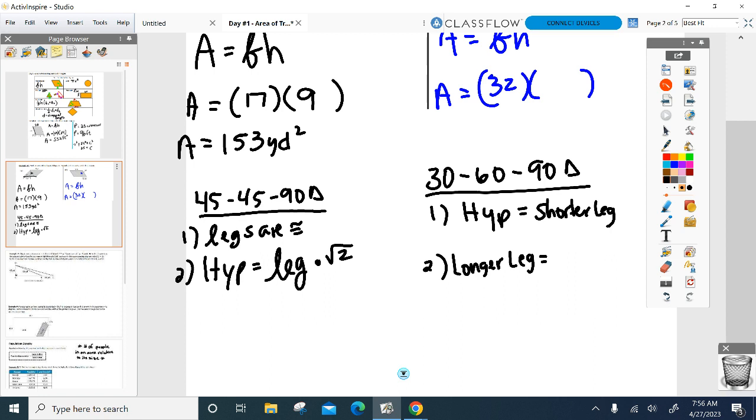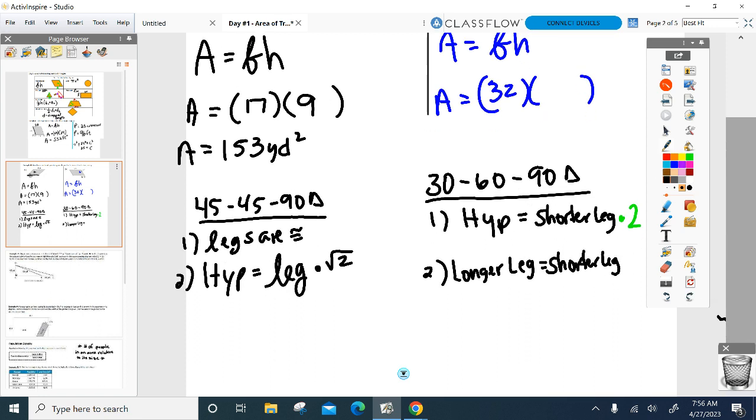Even if you guess. That's coming up. You're one ahead of me. Not times radical 3, but times 2. Yep, you double it. Good. To find the hypotenuse, shorter leg times 2. And then, yep, we just discussed this. Longer leg is the shorter leg times radical 3.